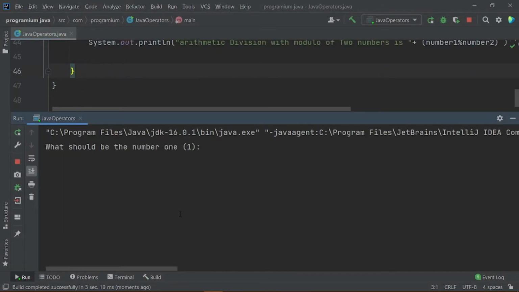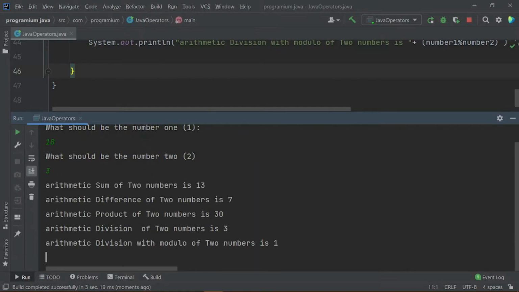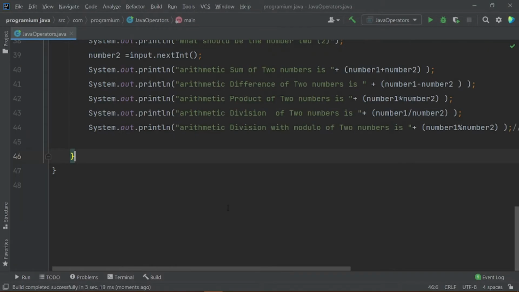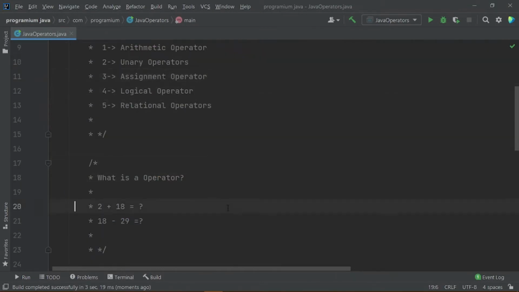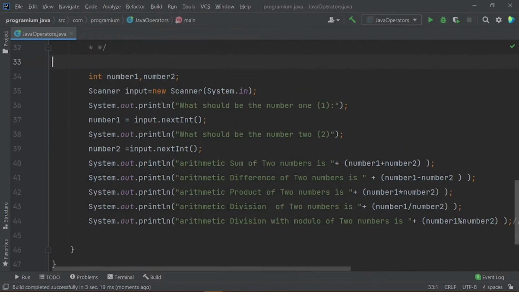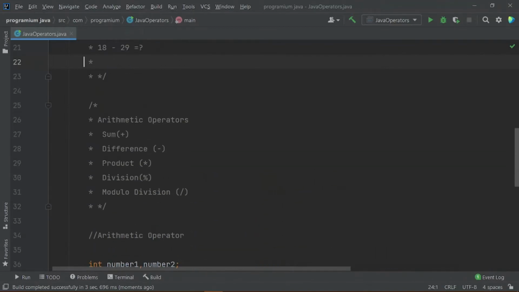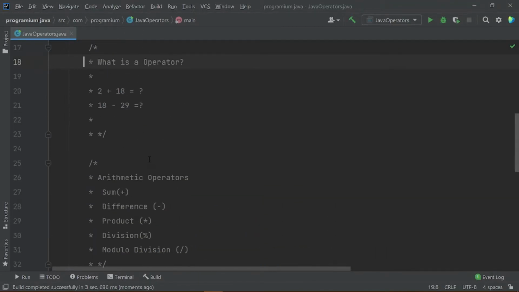What should be the number 1? I am using 10 here, and the number 2 would be 3. So of course 13 would be the sum, 7 would be the difference, 30 would be their product, the division would be 3, and the remainder is 1. So these are the arithmetic operators. Okay guys, now we have covered arithmetic operators.